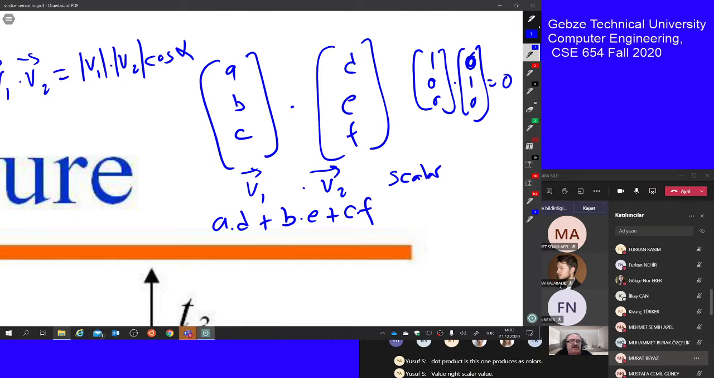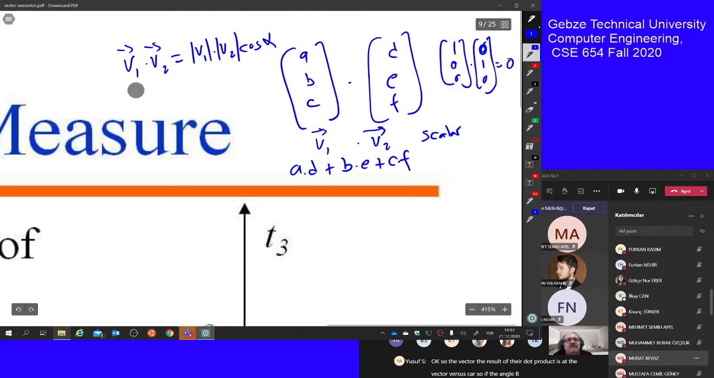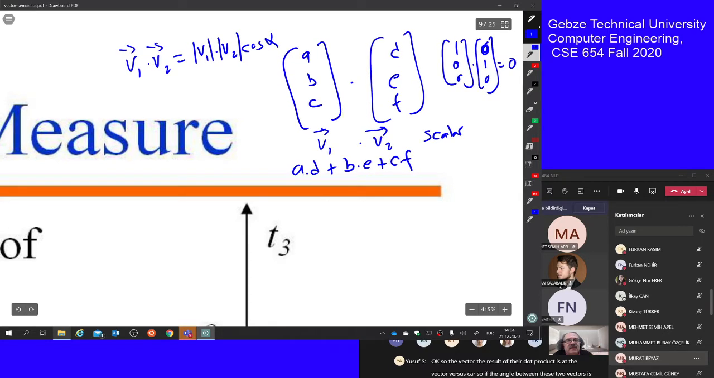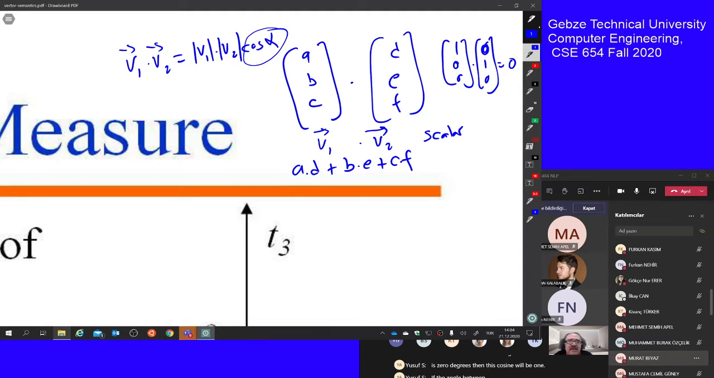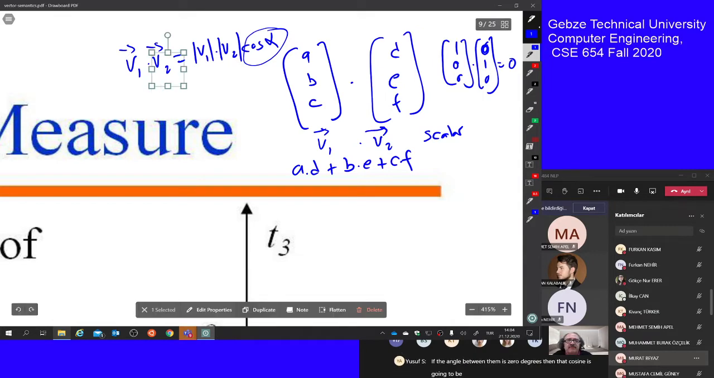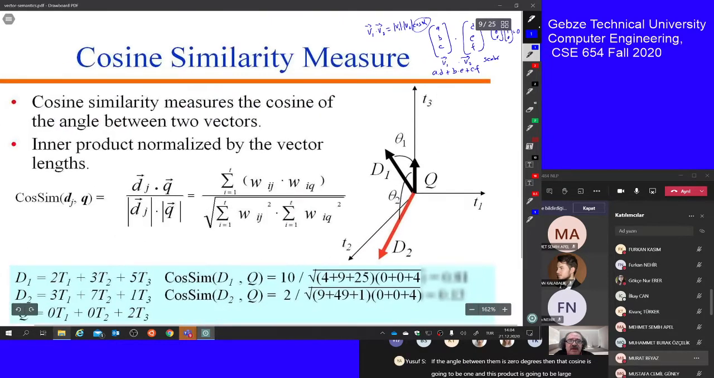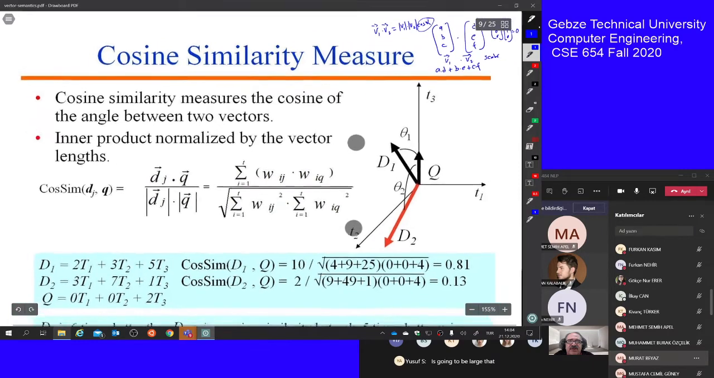Okay, it's not a vector. The result of a dot product is not a vector, but it's a scalar. So if the angle between these two vectors is 0 degrees, then this cosine will be 1, and this product is going to be large. That's what it says actually.